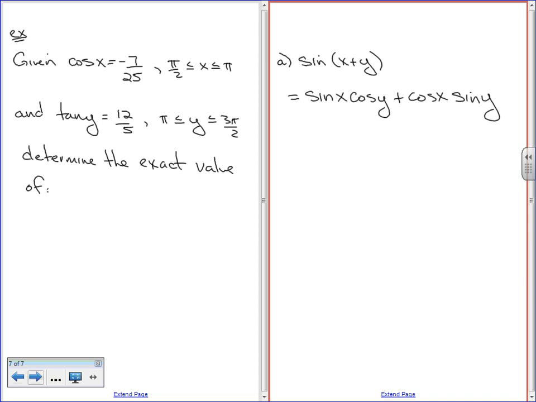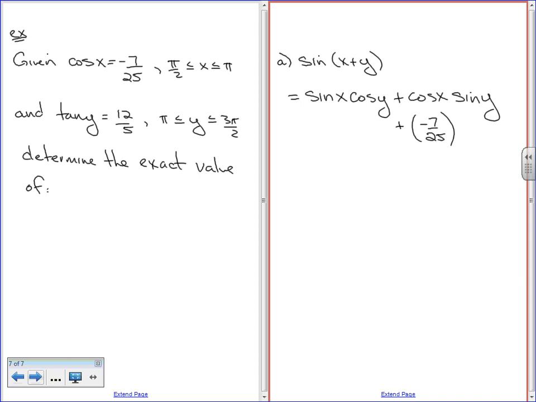Okay, can anybody tell me the answers of any one of those four? Sine of x, cosine of y, cos of x, sine of y. Cos of x is negative 7 over 25. Perfect. He got that because that was given to him. So I plug that in.